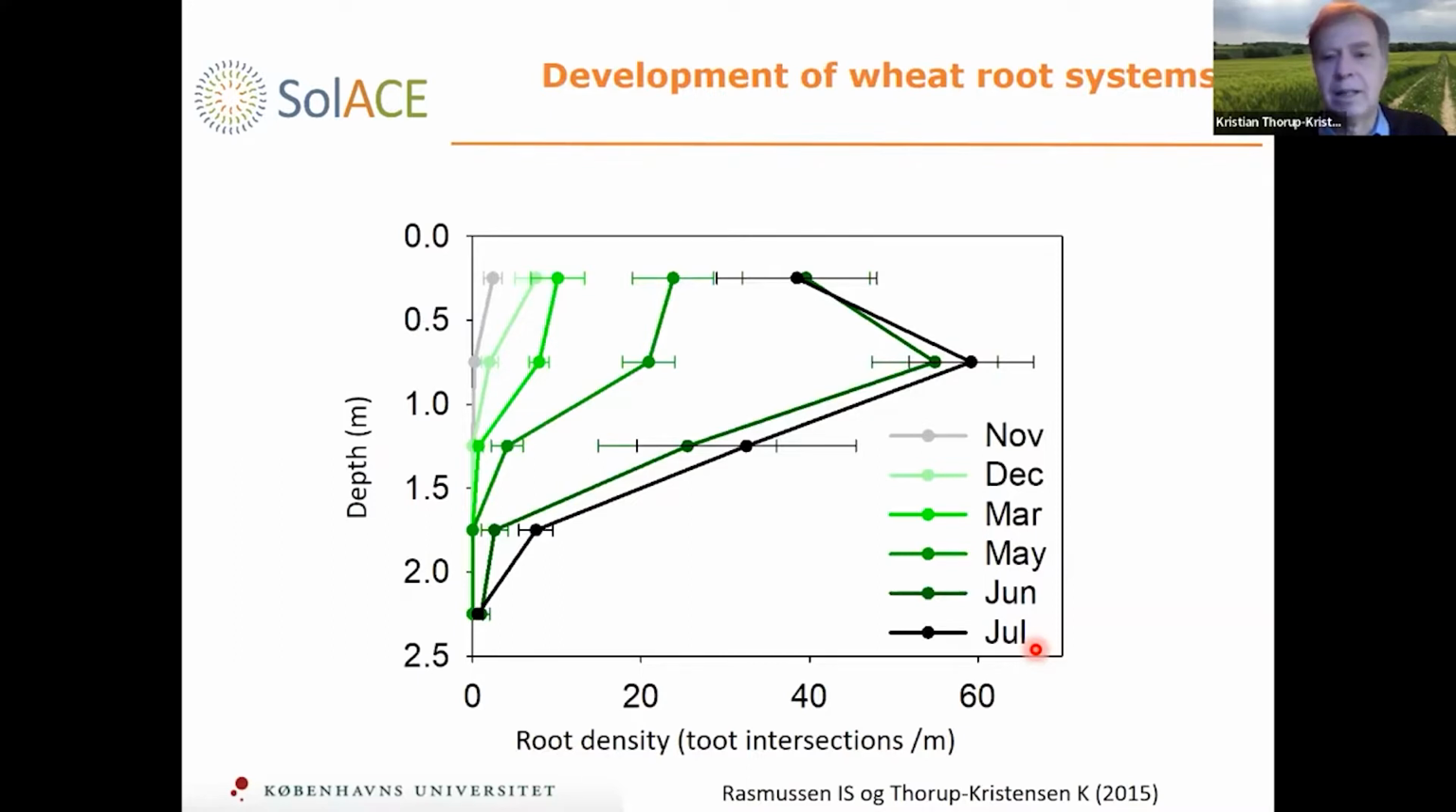This is just an illustration of how we have seen a wheat root system develop in the soil over time. You can see starting in November in the winter wheat, few roots, and only in the topsoil. Then over the late autumn into December and March, still few roots, but quite a bit of root growth over winter. But then until May and June, we have really strong root growth, and we have roots developing down to 1.5 and 2 meters and even a bit more.